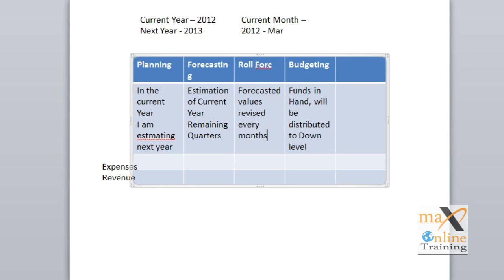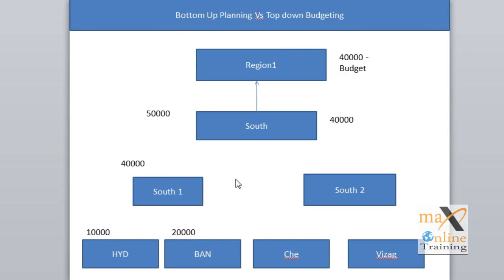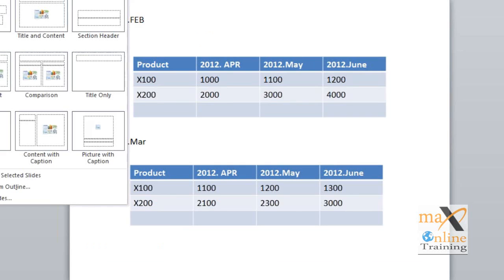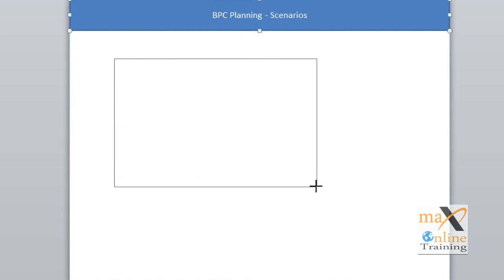We discussed top-down budgeting and bottom-up planning. Now, what can you do here in BPC? Using BPC planning, what scenarios can you implement? As I told you earlier, BPC is a very good product for finance planning, right? So these are the scenarios you can implement.